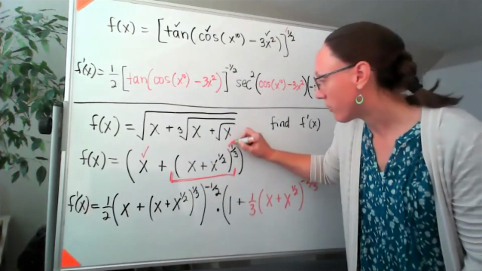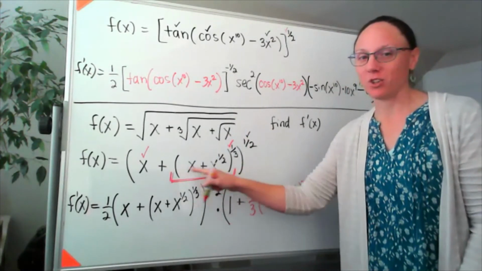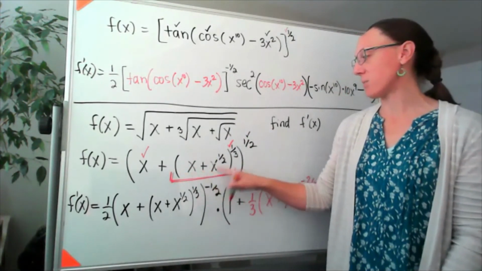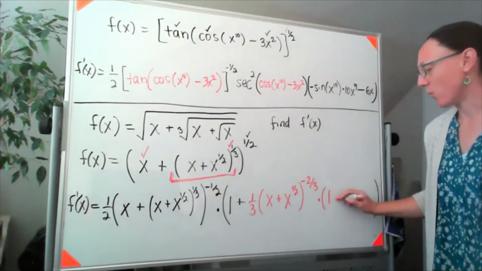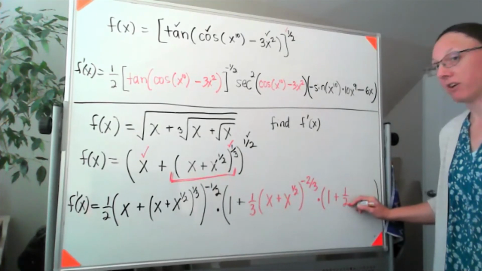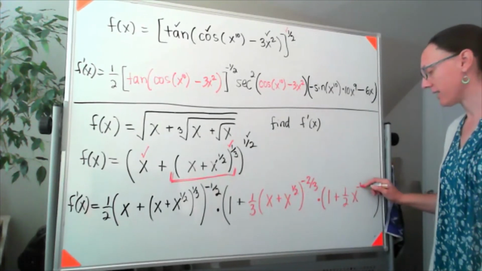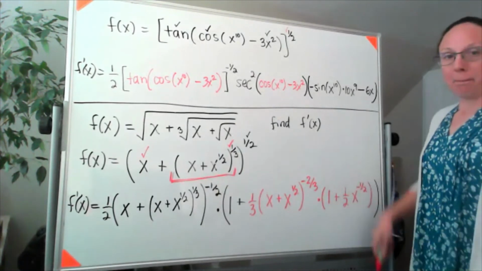So now I've taken the derivative of that 1/3 power part, and the only thing left to do is to take the derivative of the inside, that x plus x to the 1/2. So the derivative of x is 1, and for x to the 1/2, when I take that derivative, I'll have that 1/2 come down in front and subtract 1 from the exponent. Bam, there we go.